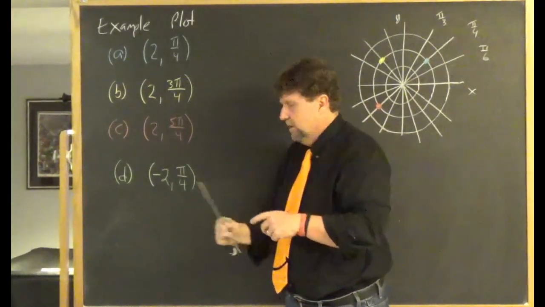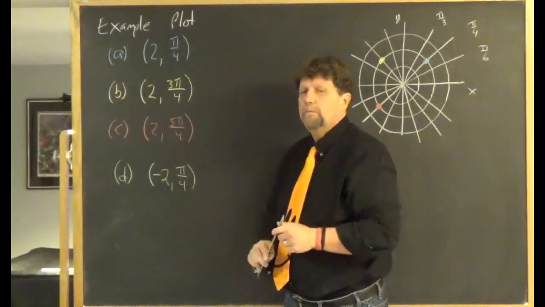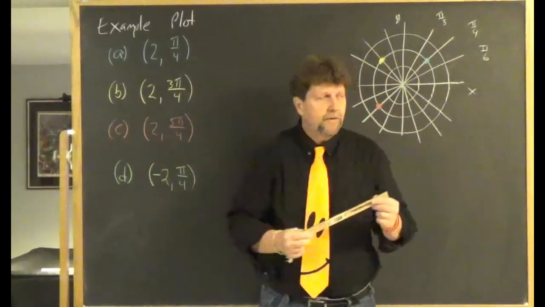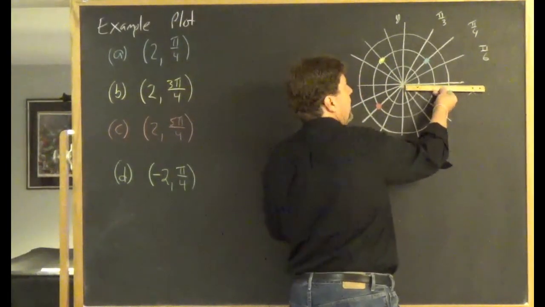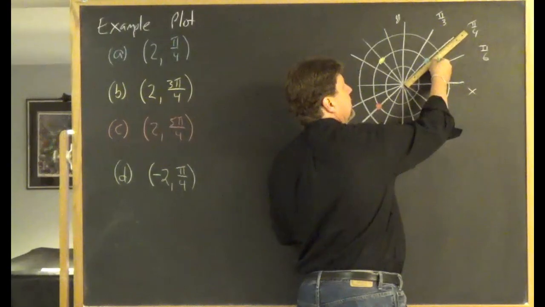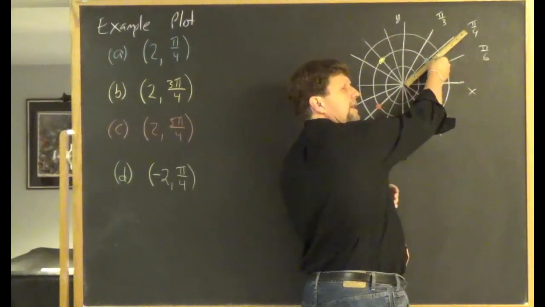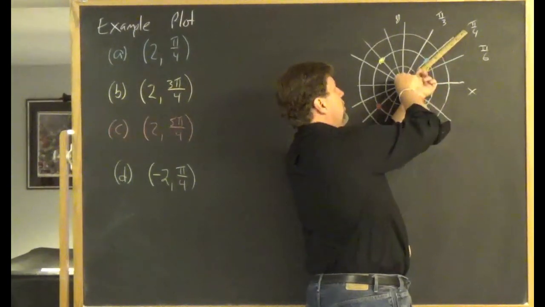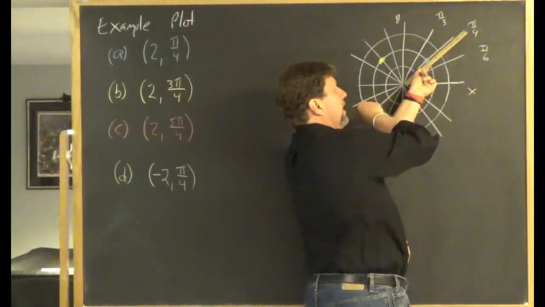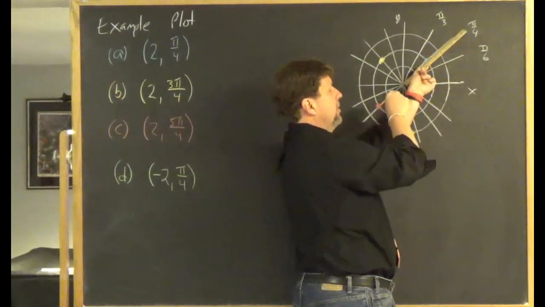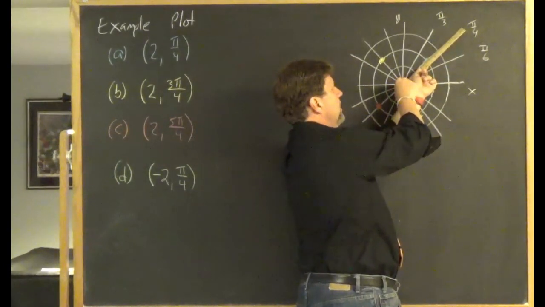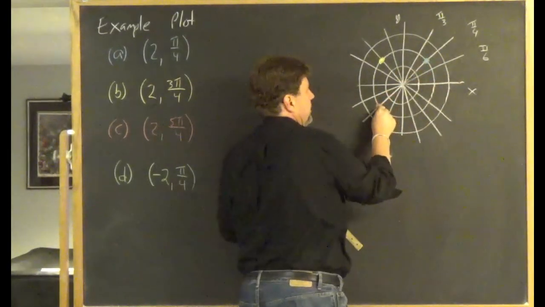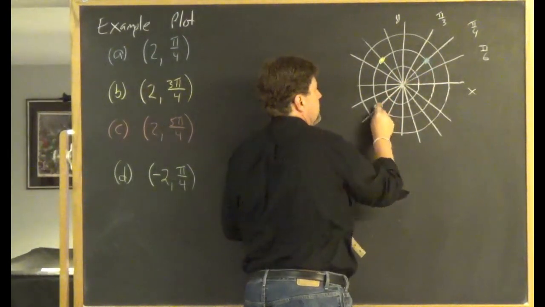So in D, plot (-2, pi over 4). Do the rotation of the polar axis first. So the polar axis rotates to here. But now R is a negative 2. So negative 2 means I go in the opposite direction of the stopping point of the polar axis. So I come 2 units in the opposite direction, and it gives me that point.